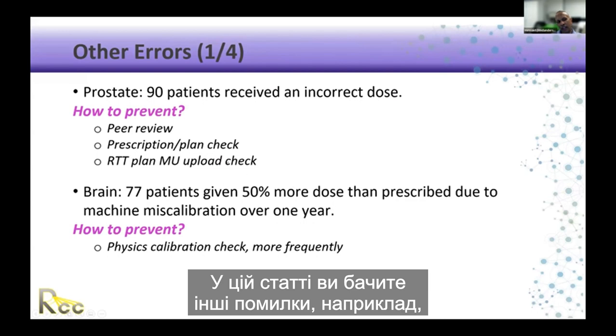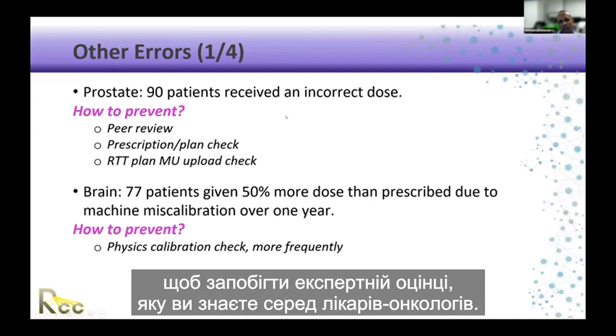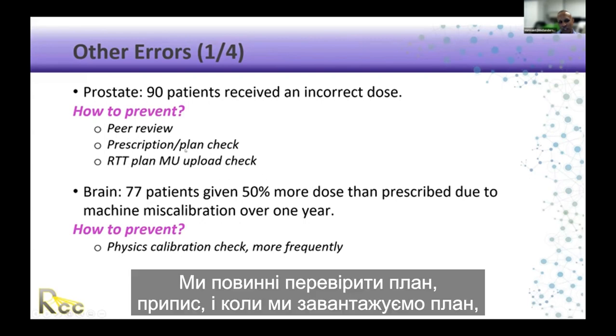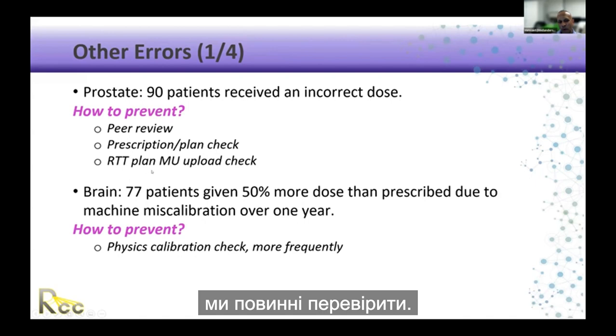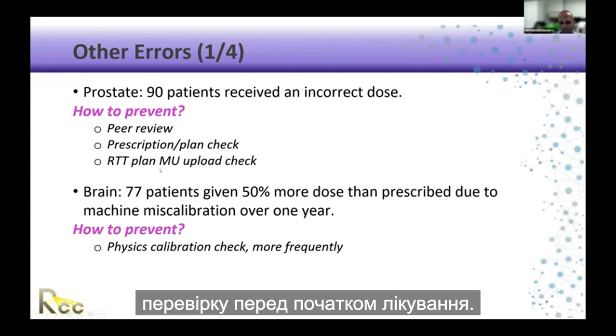In that article, you see other errors, like a prostate patient who received an incorrect dose. To prevent that, there is peer review among the oncologists. We have to check the plan and the prescription, and when we upload, we have to check. It's all about checking before, pre-treatment checking.